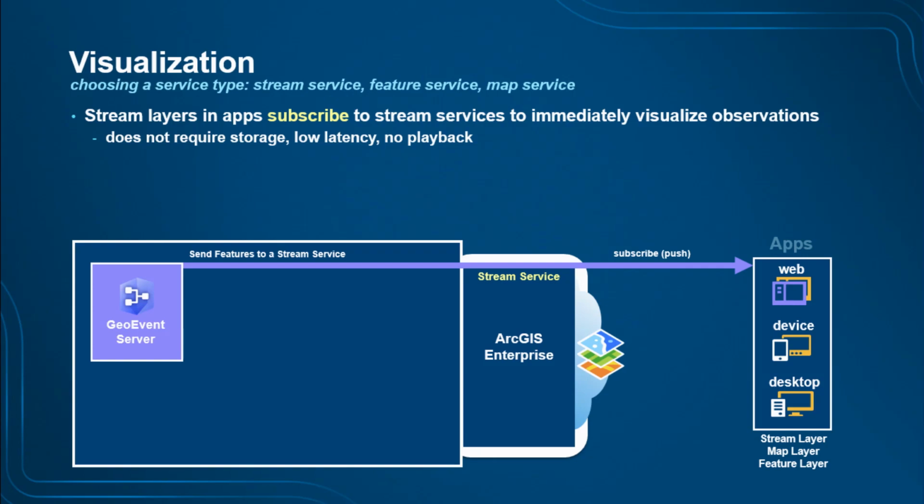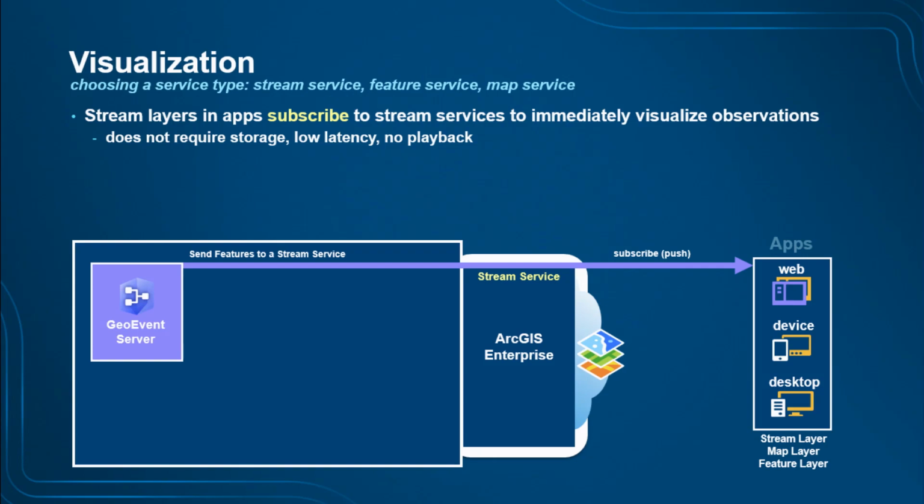So in the web application, you have what you call a stream layer, and that stream layer subscribes directly to the stream service, which means that it receives any new features immediately. The map is in basically listen mode. And there's no middleman, if you will, between GeoEvent and the actual map. So you have low latency for that reason. But the flip side of this is that there's no database involved.